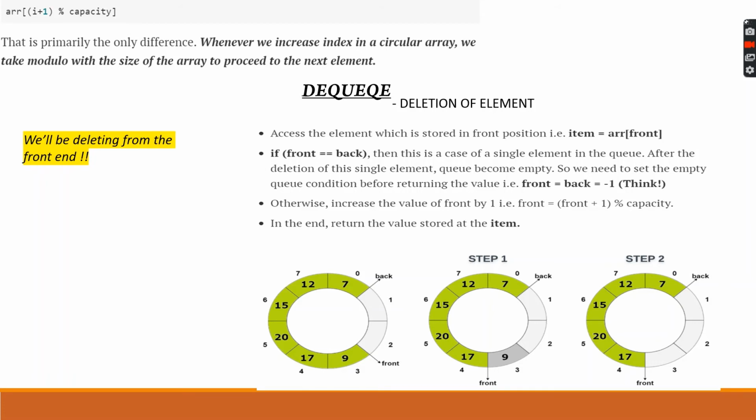The third step is otherwise: increase the value of front by 1. That is, we use the statement front = (front + 1) % capacity. And in the end we return the value stored in item.